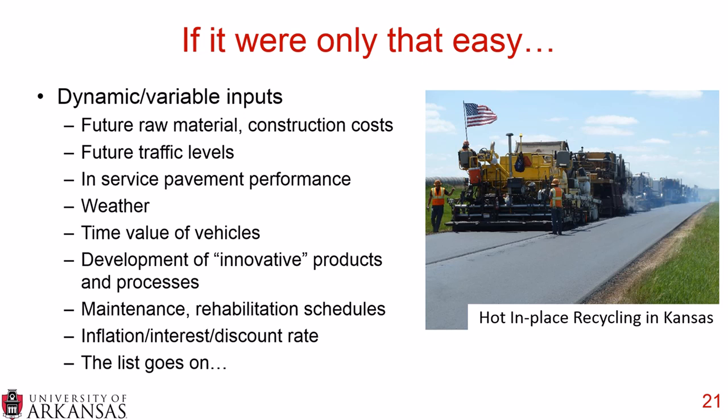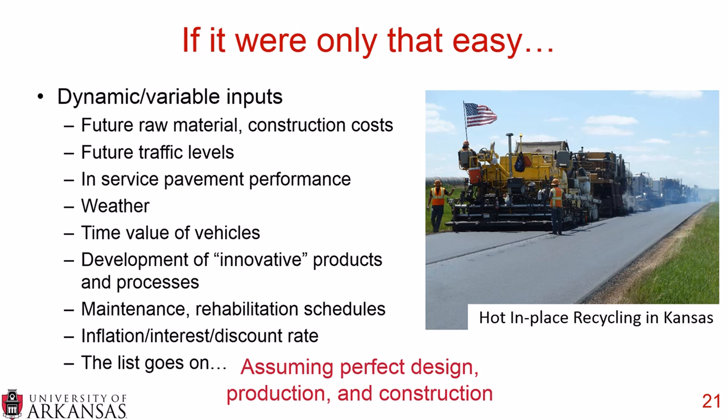Although we lay out certain maintenance and rehabilitation treatment schedules, what if those change? That will change the net present value. Also, will the inflation, interest, or discount rates change in the future? You bet they will. So how do we account for that uncertainty? And this list could go on. In addition, all of this is assuming a perfect design, perfect production of materials, and perfect construction. And I don't know about you, but I've never been on any construction site that had a perfect design, perfect production, and perfect construction. Whether it's horizontal or vertical construction, there are always things that are going on.